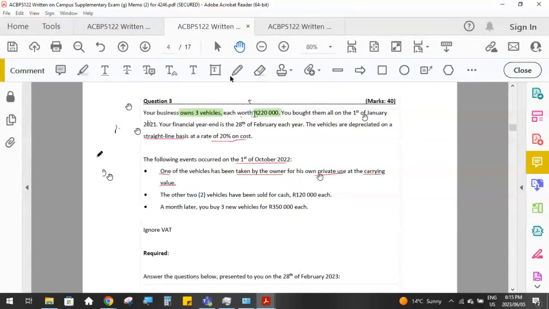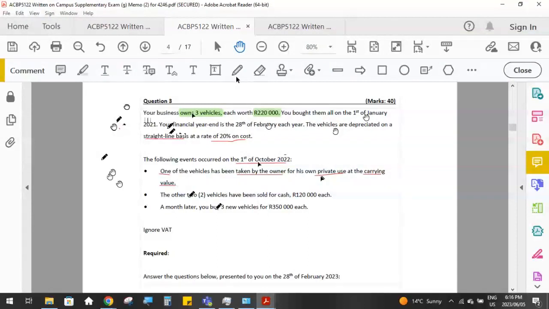So remember the proprietary accounts that we always use whenever there is a transaction between the business and the owner, and that is our capital account and our drawings account. So that's what you will use for this one.